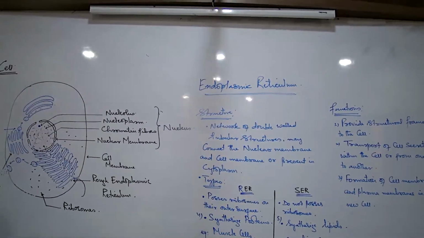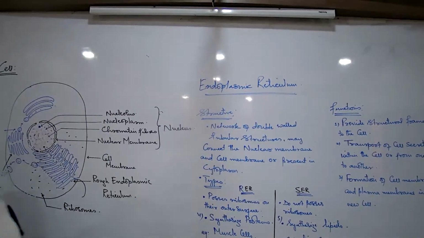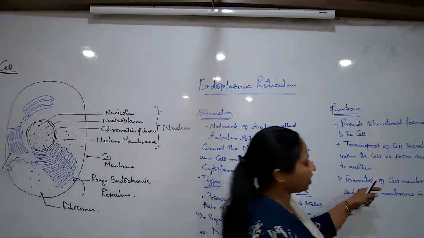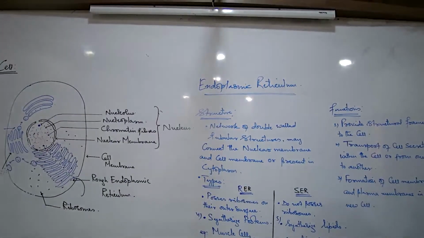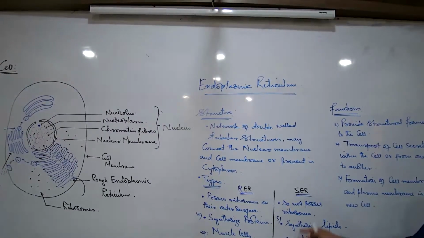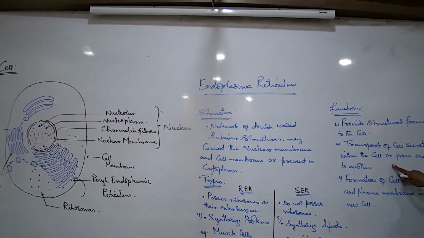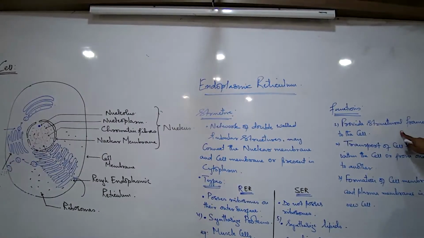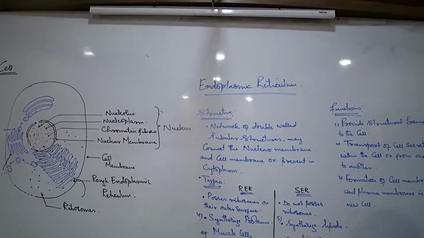What is the third function? The third function is, this is what I just now mentioned, formation of the cell membrane and the plasma membrane. And apart from that, synthesis of proteins and lipids. So 5 functions of the endoplasmic reticulum we have come across. It helps in transport, it helps in providing structural framework, and it also helps in repairing the cell membrane, plasma membrane, formation of lipids, formation of proteins.